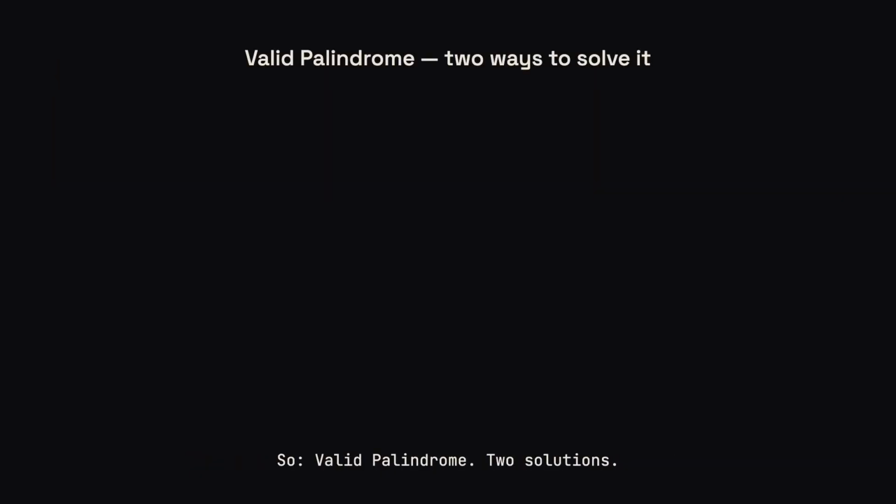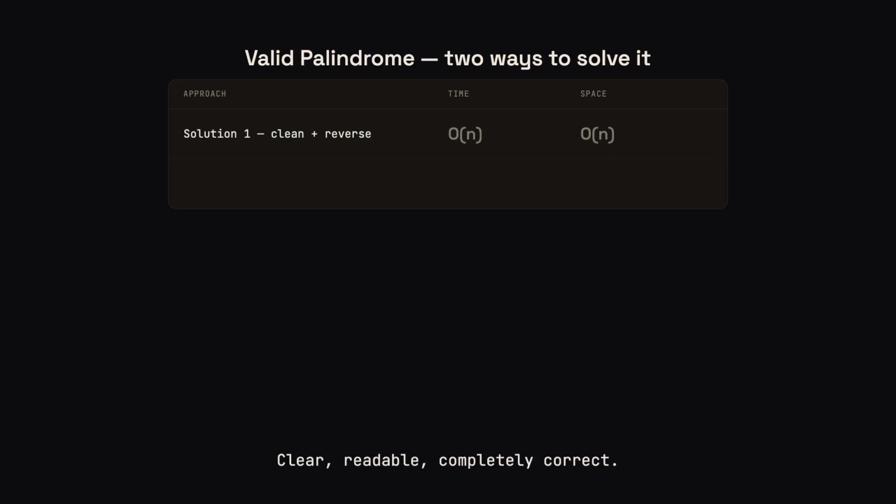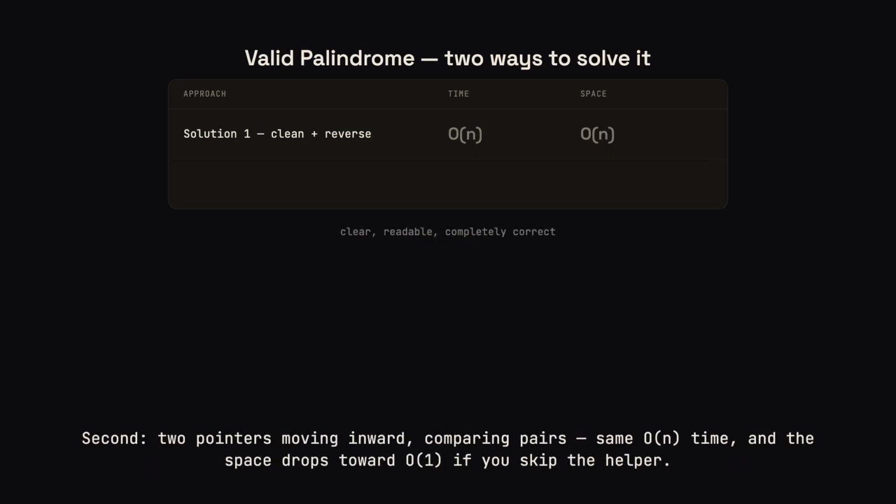So, valid palindrome. Two solutions. First, clean the string, reverse it, compare: Big O of n time, Big O of n space, clear, readable, completely correct. Second, two pointers moving inward, comparing pairs, same Big O of n time, and the space drops to Big O of 1 if you skip the helper.